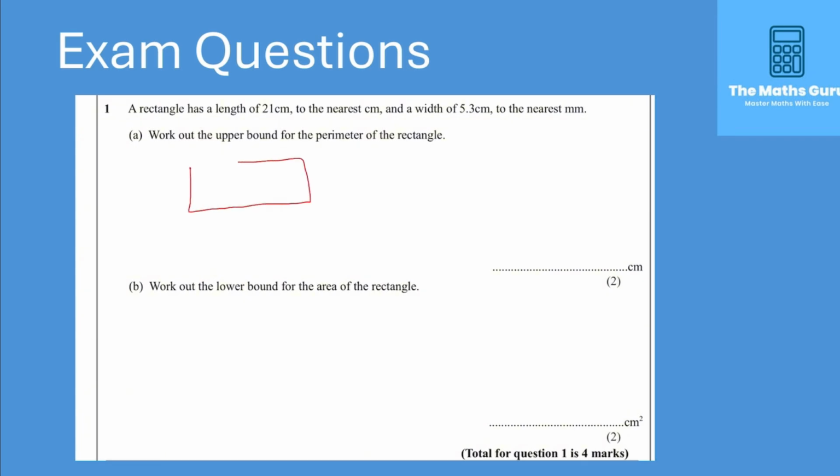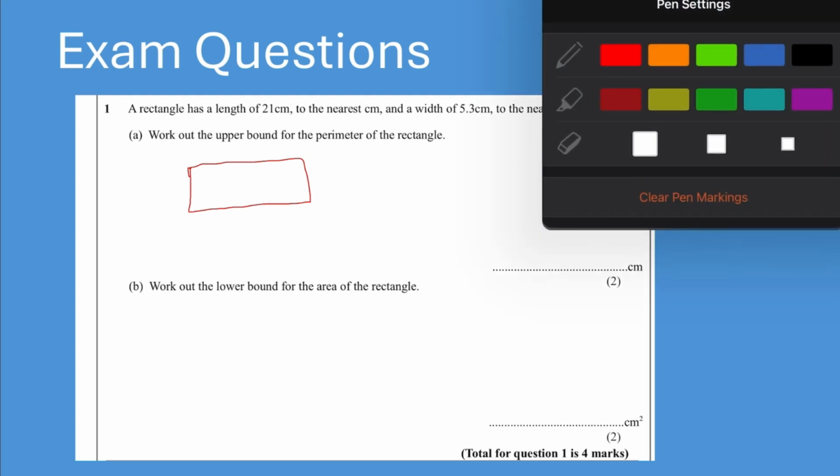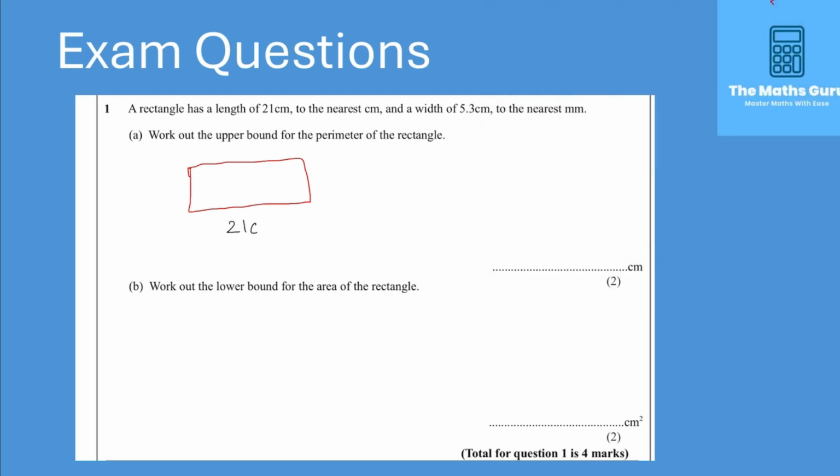So first things first, I like to draw out my shape just to see what I'm working with. So we have 21 centimeters as our length and 5.3 centimeters as our width. Okay, so now we are told that 21 centimeters is measured to the nearest centimeter. So we put 21 centimeters on our error interval timeline. Because it's to the nearest centimeter, we add one on the right hand side and take one away on the left hand side. And I'm talking about with regards to 21 in this case.